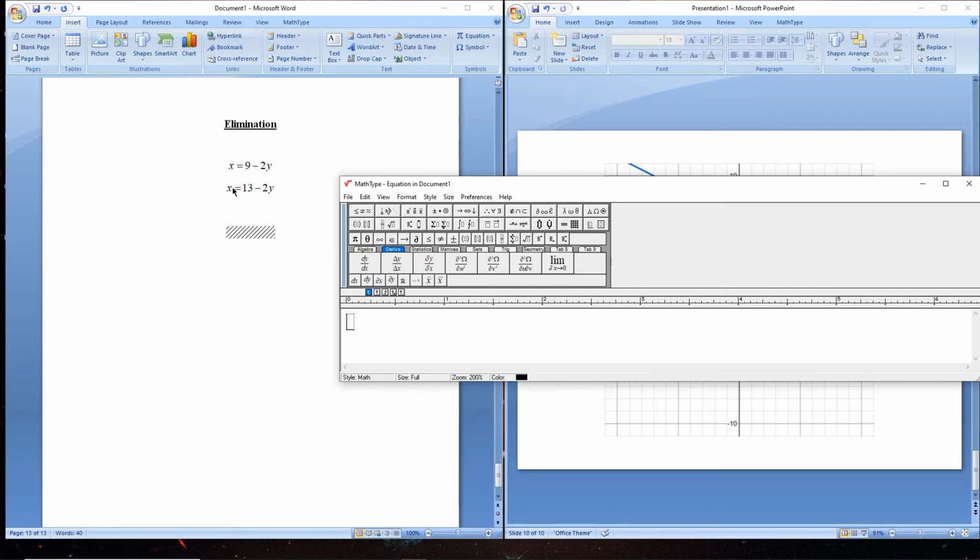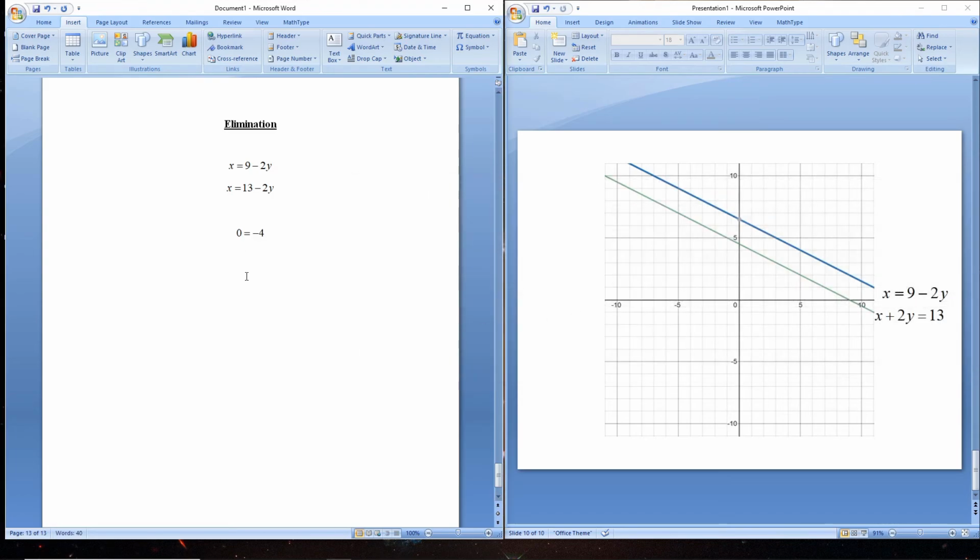So x minus x would get us a 0. Then we'll have 9 minus 13 to get us a minus 4. And we'll have minus 2 minus a negative 2. So that means adding them. So we'd have minus 2 plus 2, which is 0. And then this is our final result, that 0 equals minus 4, which is a false statement.